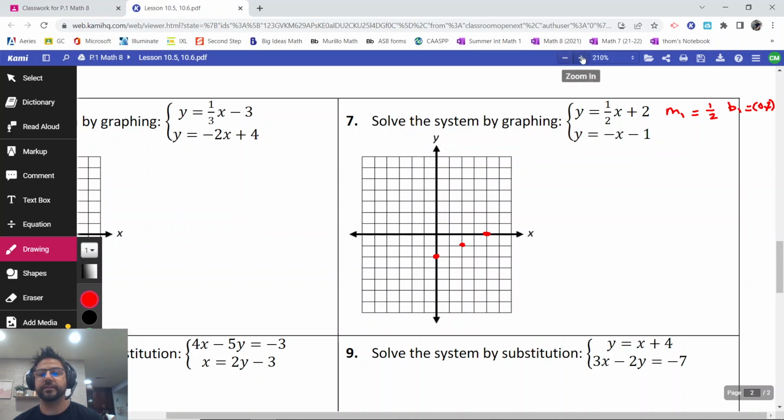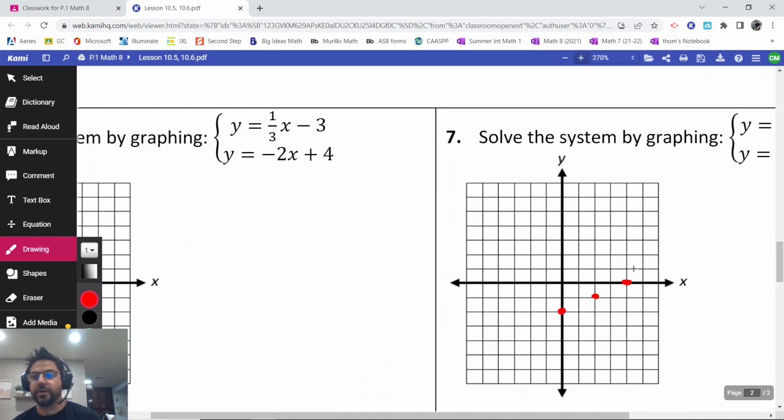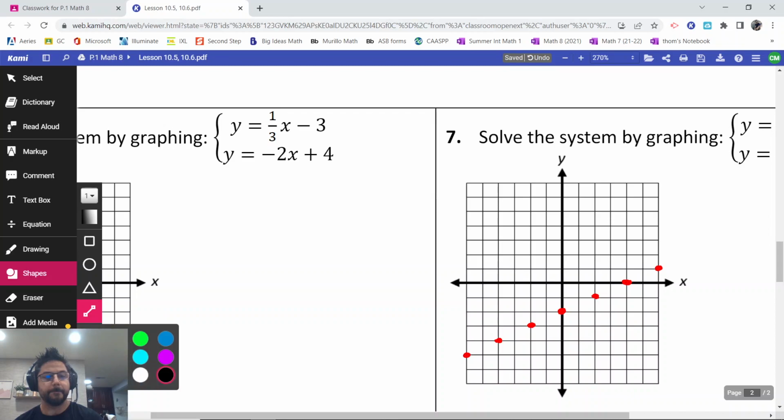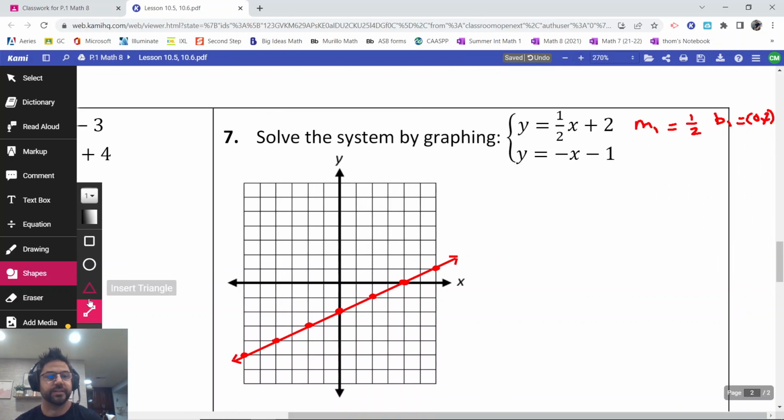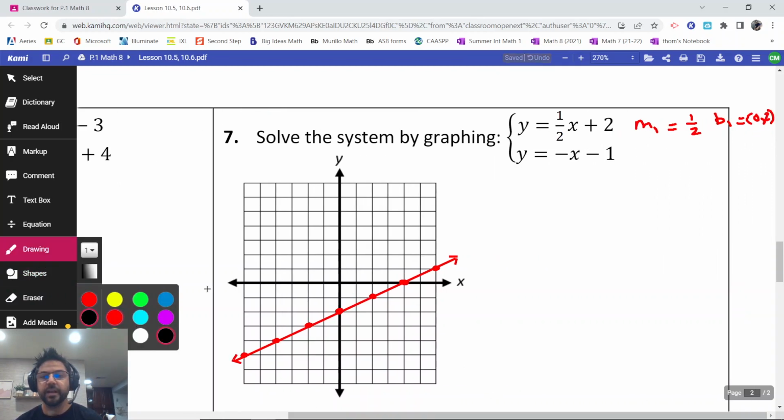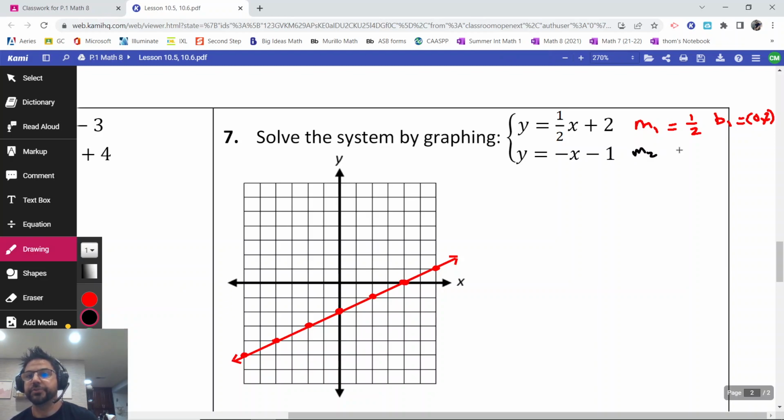Up 1, right 2. Let me zoom in. Up 1, right 2. You can always do the backwards counting. Down 1, left 2. Down 1, left 2. All right, then we make our line, and we make our arrows real quick. Remember, we are trying to find the point of intersection. That's our goal.